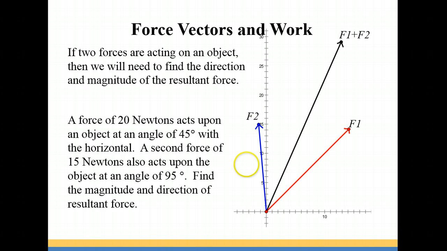And then we also have our force 2 vector, which is a 95 degree angle from the x-axis and a magnitude of 15. And we want to find the sum of those two vectors because that's going to give us the direction of the movement and the total force that we need to use, because that force will be in the direction of the movement in order to find the work.